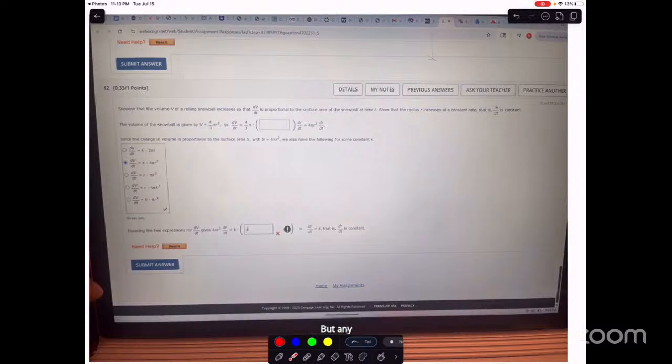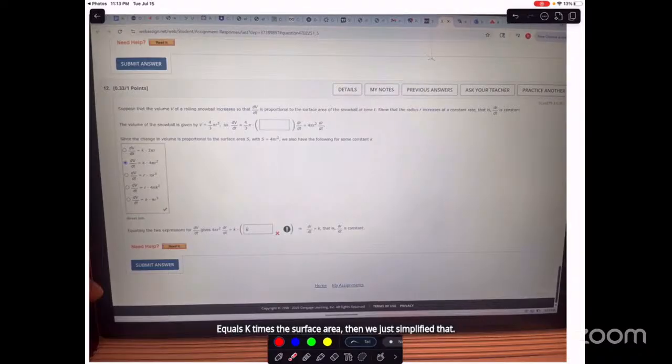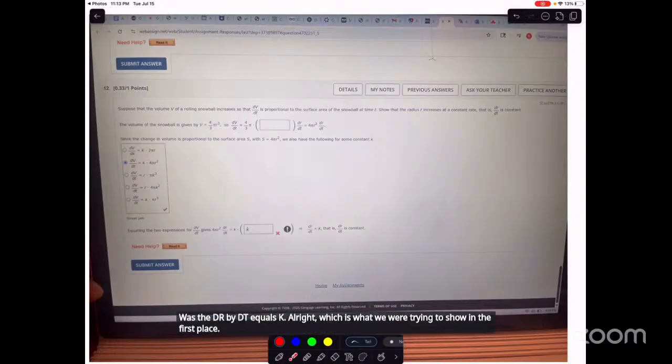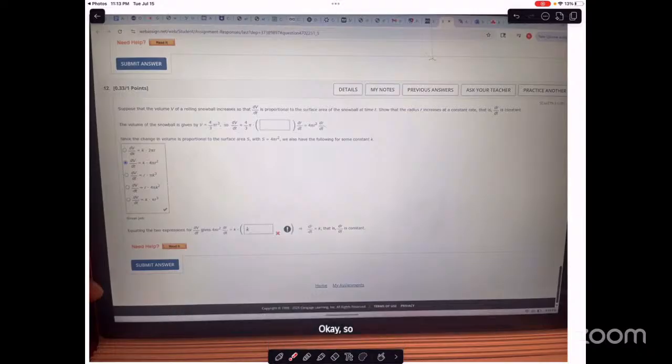But anyhow, once we had our dV by dt equals k times the surface area, we simplified that. We took the answer that we got from the first part and compared it to that proportionality. The 4 pi r squared canceled. The only thing left was dr by dt equals k, which is what we were trying to show in the first place. So hopefully that helped some.